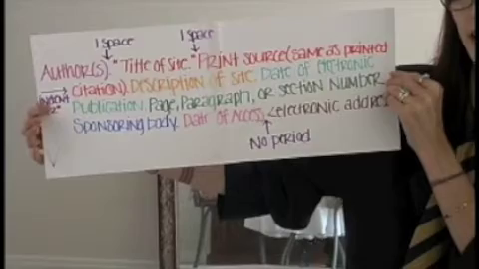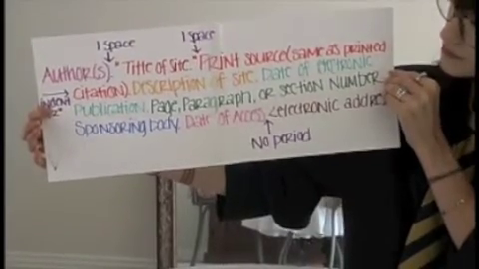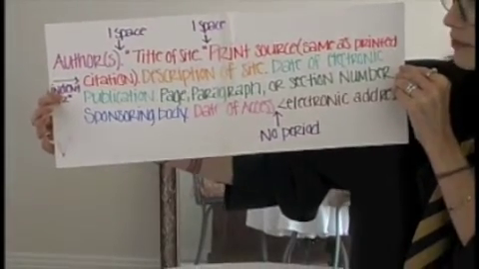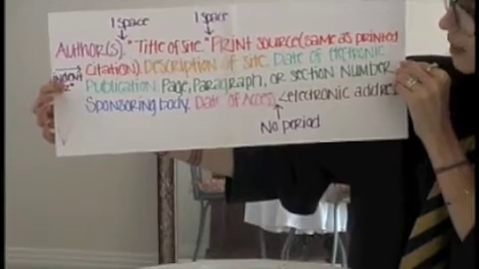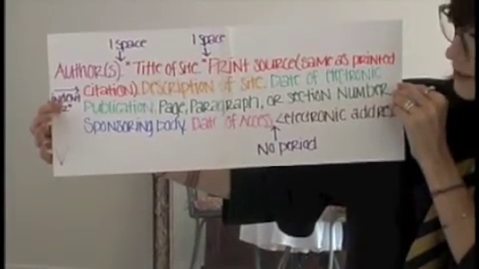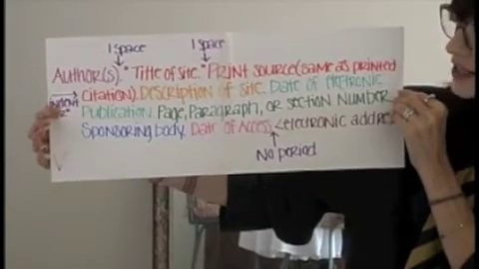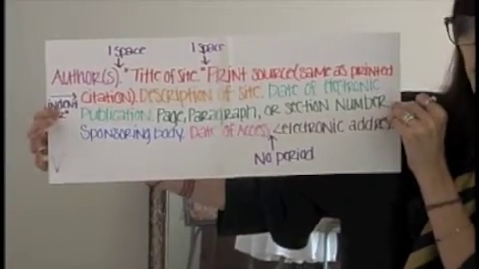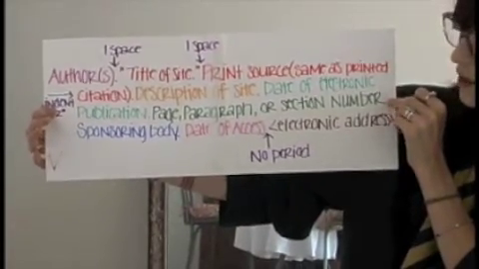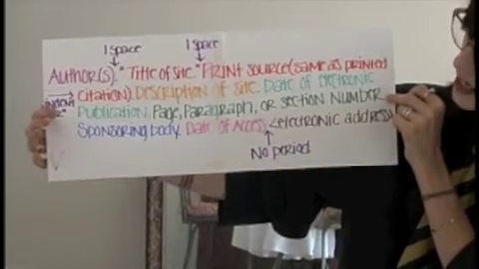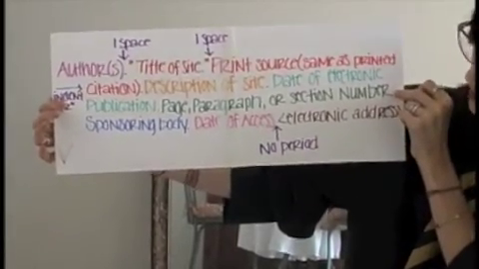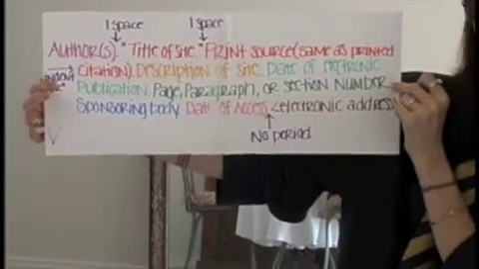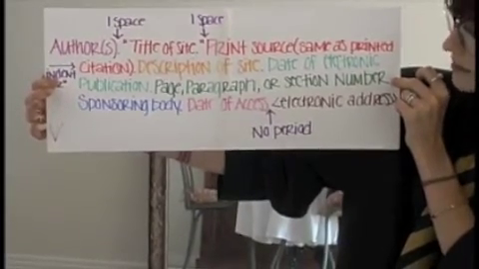Now again, when you're going down to a second line, you indent ½ inch. Then you can put a description of the site, which is not always needed, but can be helpful. Then you put a period and one space and the date of electronic publication. Then a period and one space. Then you put the page, paragraph, or section number that you got the information from. Then a period and one space. Then you put the sponsoring body and a period and one space. Then you put the date of access with no period. That is, of course, the date you looked at the website.